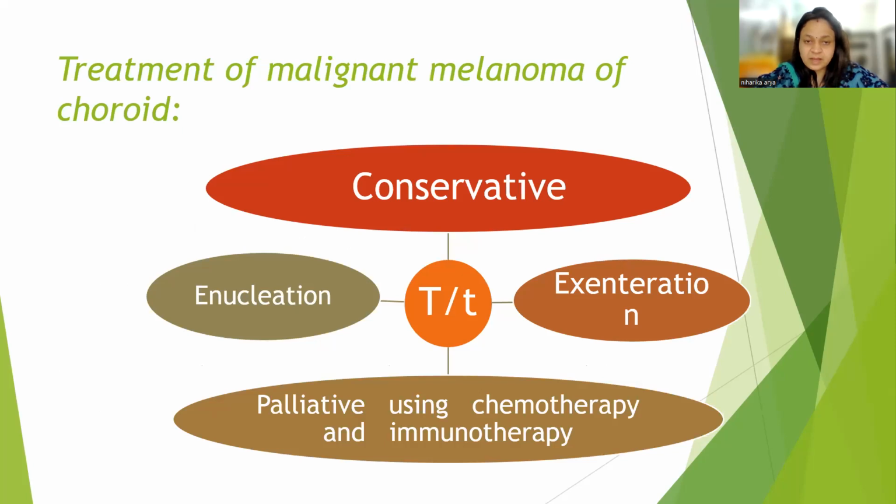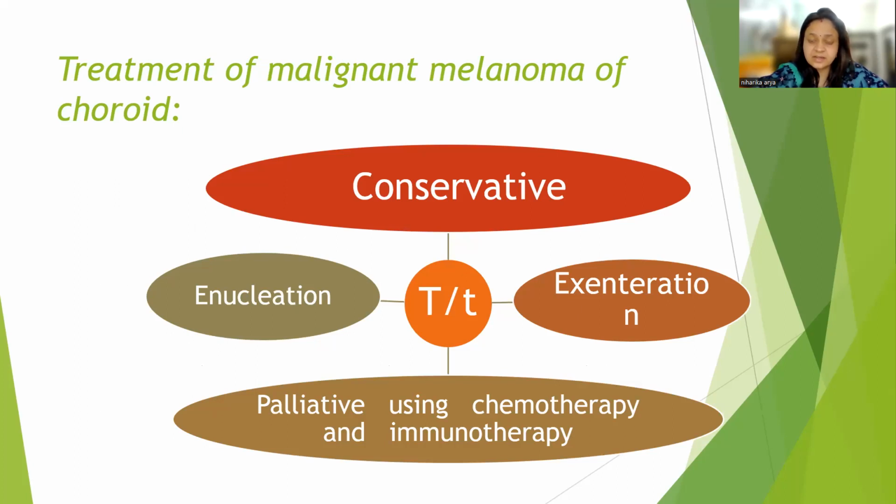The treatment of malignant melanoma of the choroid is first conservative, but only in the quiescent stage, or it can be enucleation, if it involves the intraocular structures, that is, if it involves only the eye.